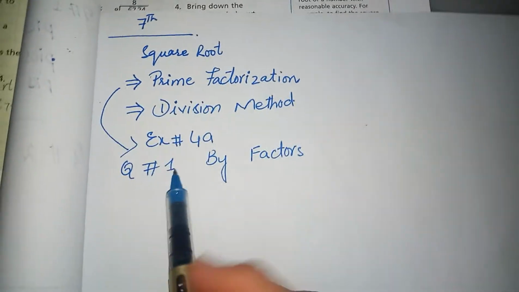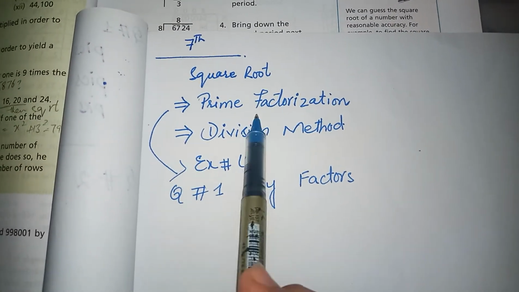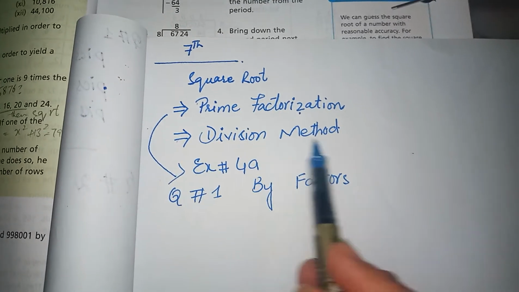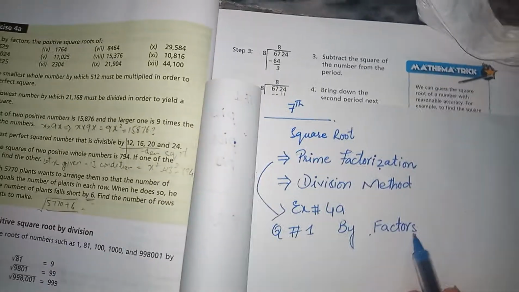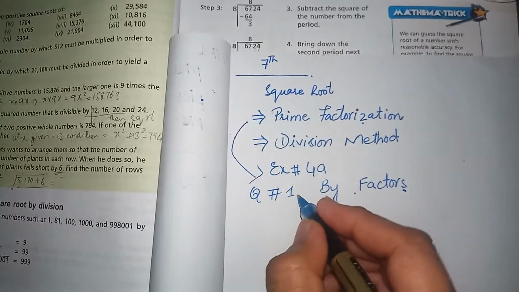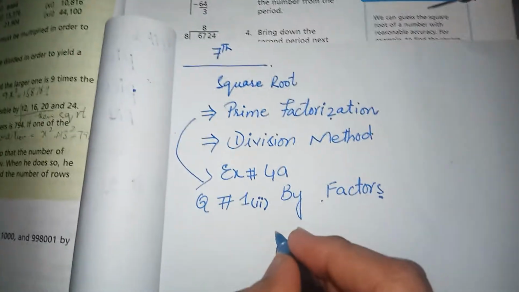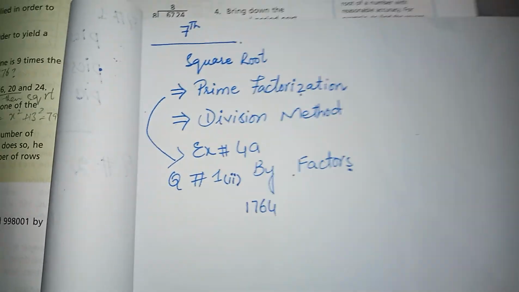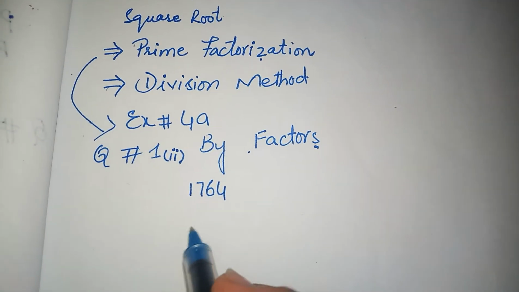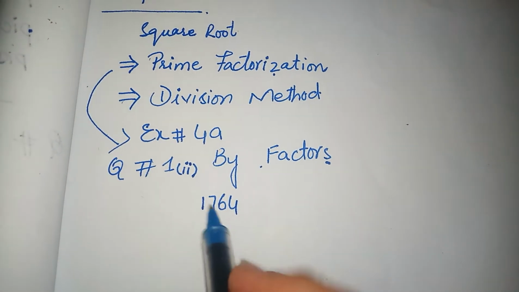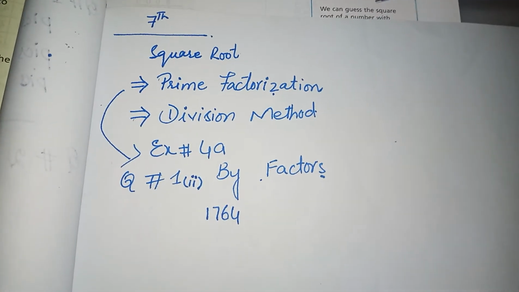As you know, we have two methods to find square root. The first is prime factorization and the second method is the division method. In this question we have to find the square root using the factors method. For example, we are going to solve part number 2, that is 1764. From this number we have to find the prime factors and find the square root using factors.